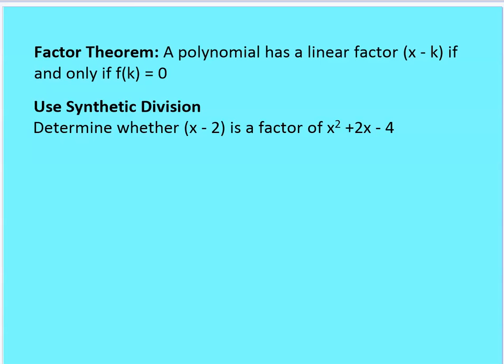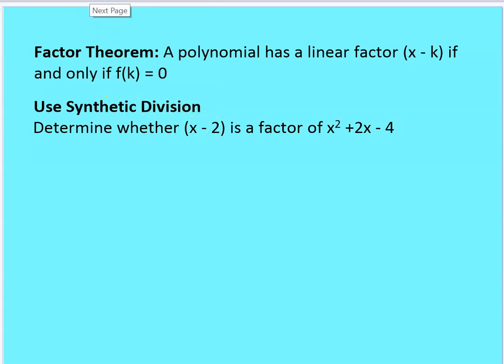The factor theorem says a polynomial has a linear factor, and we talked about linear factors before, if and only if f of k is 0. So k is this value here. Remember, we used that value of k that made x minus k, that factor, equal to 0. And that's what we learned with synthetic division, right? We used x minus 2. We used 2 as the value for synthetic division, and then we solved to see what we got using the synthetic division process.